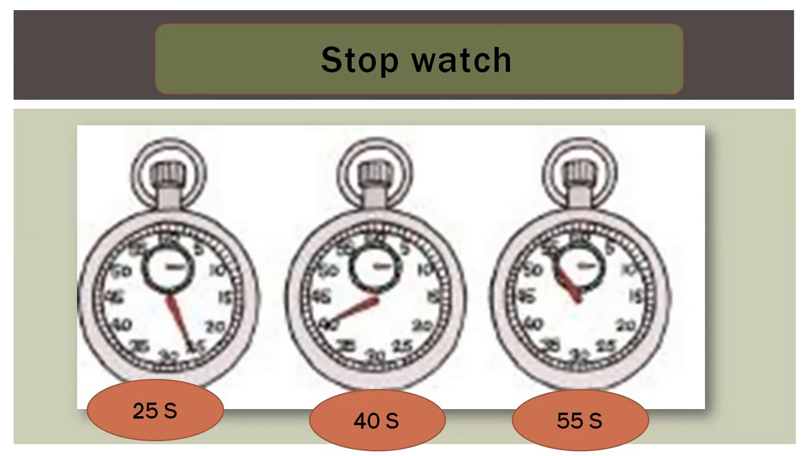Okay, boys, write under each watch how many seconds there are, in your learner's book, page number 25. You can write under each watch how many seconds is shown on each watch. So under the watches, you can write 25 seconds, 40 seconds, and 55 seconds.